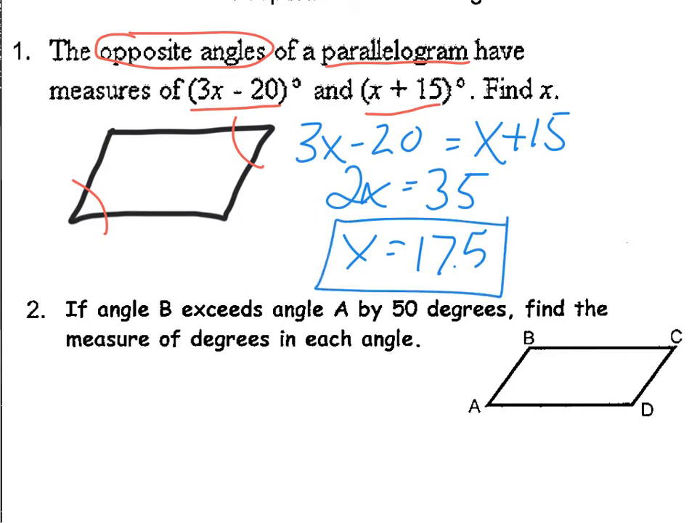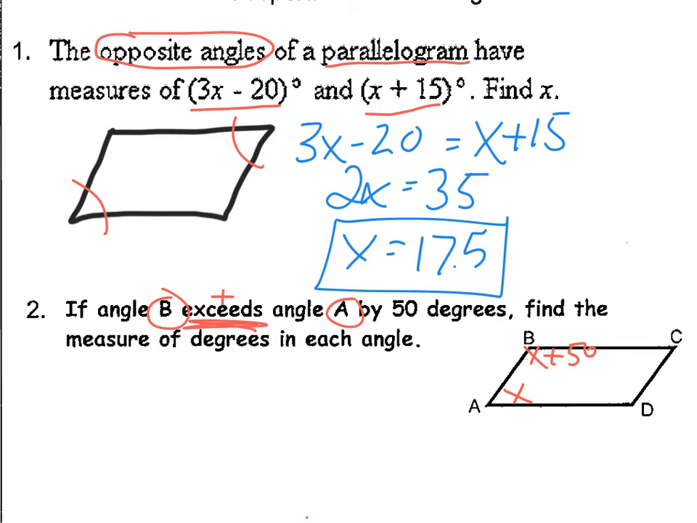All right, if we take a look down at number 2, we're talking about a parallelogram. It gives us an expression for angle B and angle A. It says that angle B exceeds angle A by 50. Well, exceeds is addition. So if angle A is x, that means that angle B would be x plus 50.